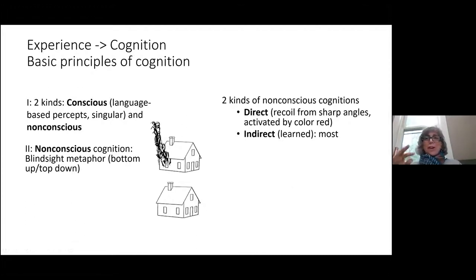Okay, so there are direct non-conscious cognitions and indirect non-conscious cognitions. For the direct non-conscious cognitions, let's take sharp, jaggedy edges, right, that you see on cut glass or in a building by Daniel Libeskind or whatever. We have a visceral, direct non-conscious cognition to sharp edges like that, like you want to recoil from it. Or the color red is very activating. Neurologically, it just is. Okay, so those are direct non-conscious cognitions. And then there are indirect non-conscious cognitions, which are mainly learned. And so that's what I want to focus on here.